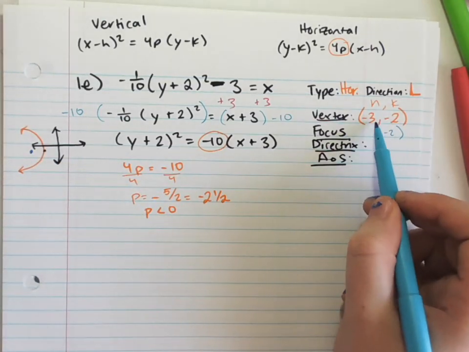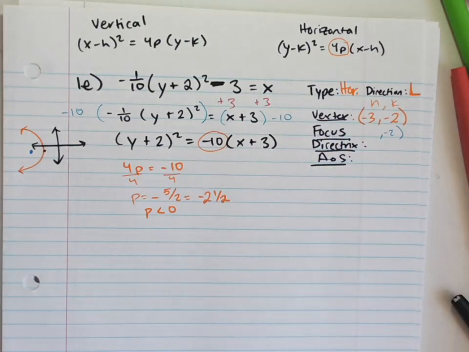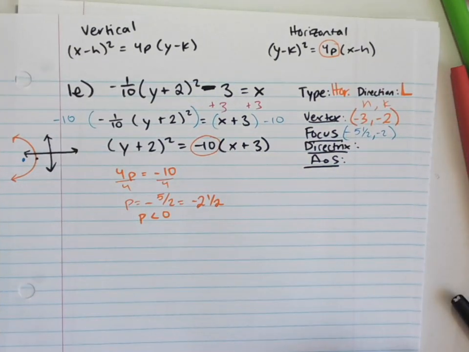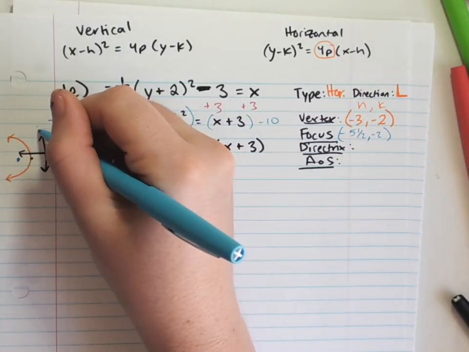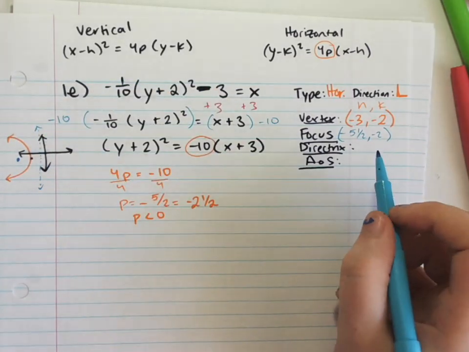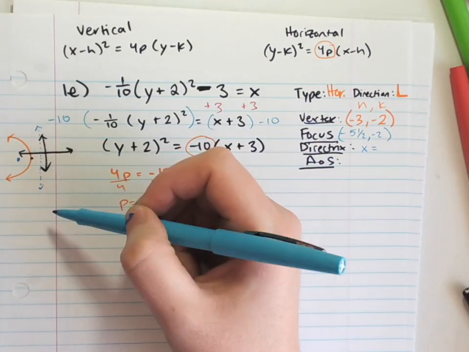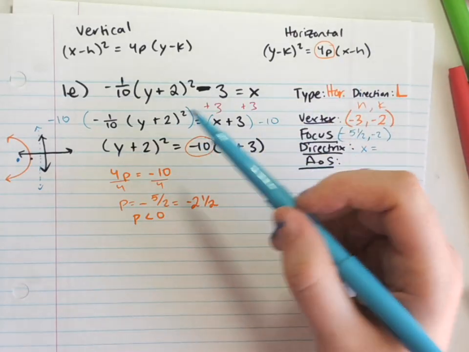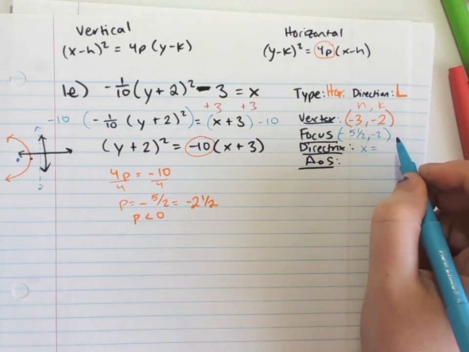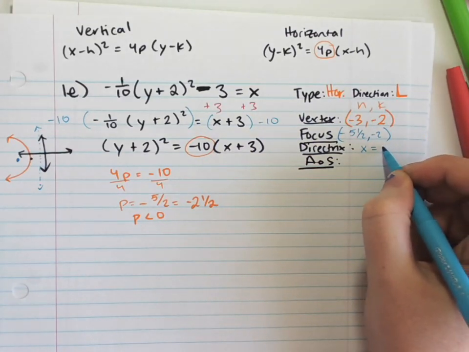So we're going to take this number and subtract out our p. So it's negative 3 minus 2.5, so we're at negative 5.5. Then we got our directrix, which is the same distance the other direction. It's x equals, because it's a vertical line, and it's p units away from h. So we're going to go ahead and add 2.5, so that would be negative 1/2.